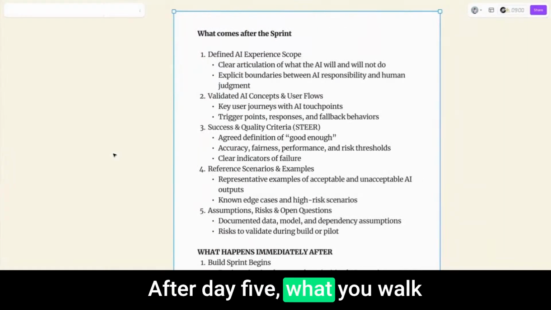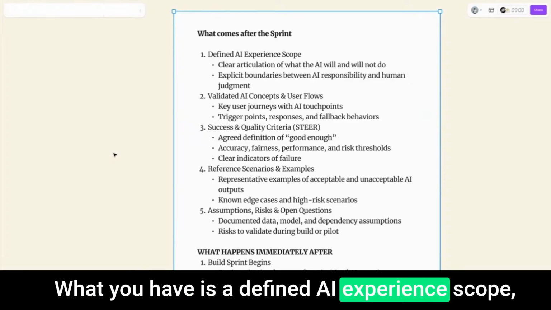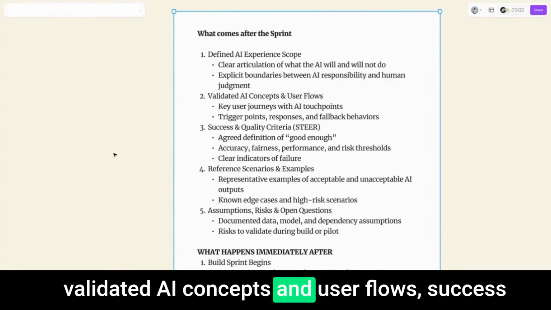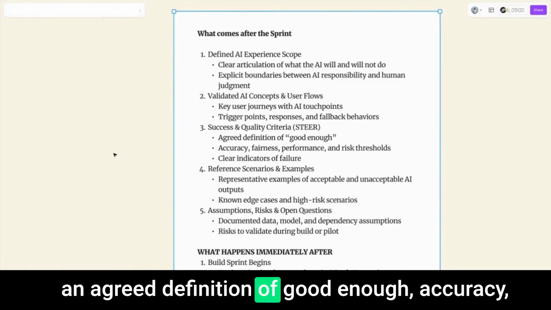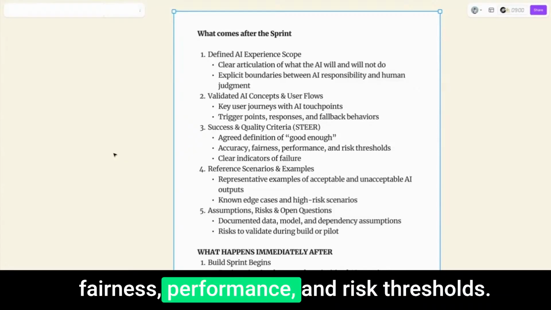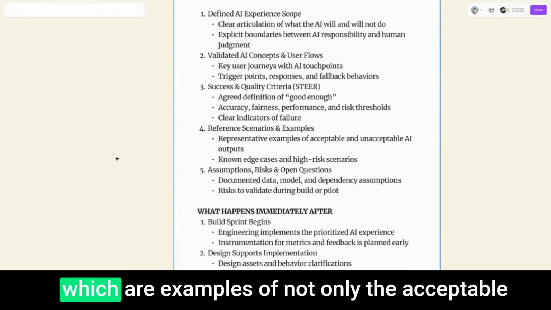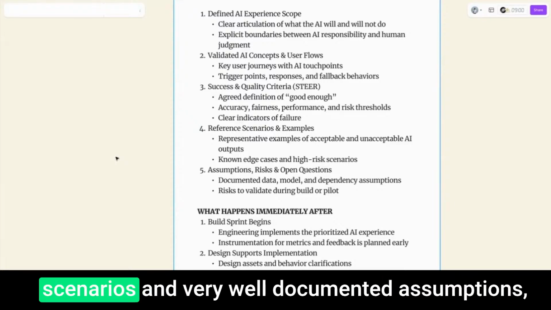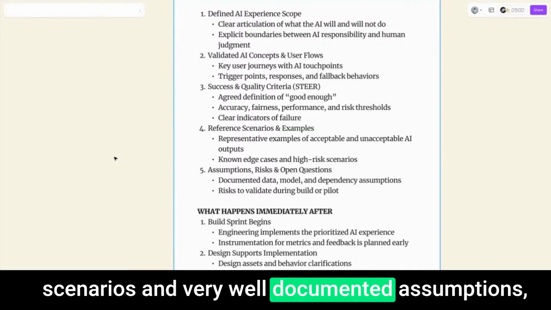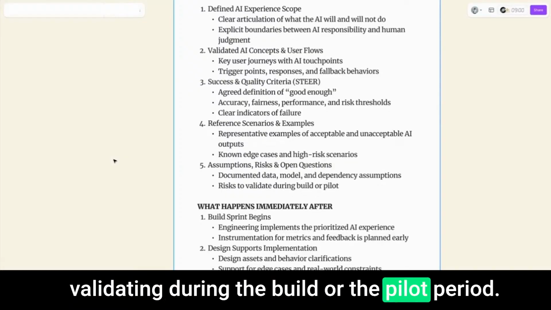After day 5, what you walk away with is not just ideas. What you have is a defined AI experience scope, validated AI concepts and user flows, and success and quality criteria that are well defined, where you have an agreed definition of good enough, accuracy, fairness, performance, and risk thresholds. You also have reference scenarios and examples, which are examples of not only the acceptable ones, but the unacceptable AI outputs as well. You also have known edge cases and high risk scenarios, and very well documented assumptions, risks, and any open questions that we will be validating during the build or the pilot period.